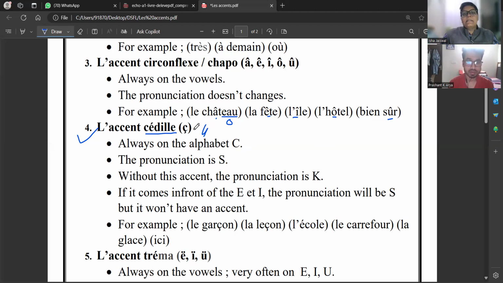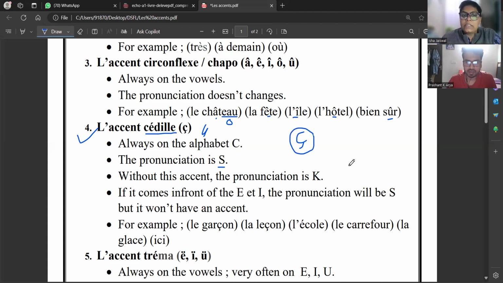This is the only accent which is on a consonant, and that is the letter C. Only letter C. You must have seen it in the word français, garçon. The pronunciation is S. When this accent is there, the pronunciation becomes S.